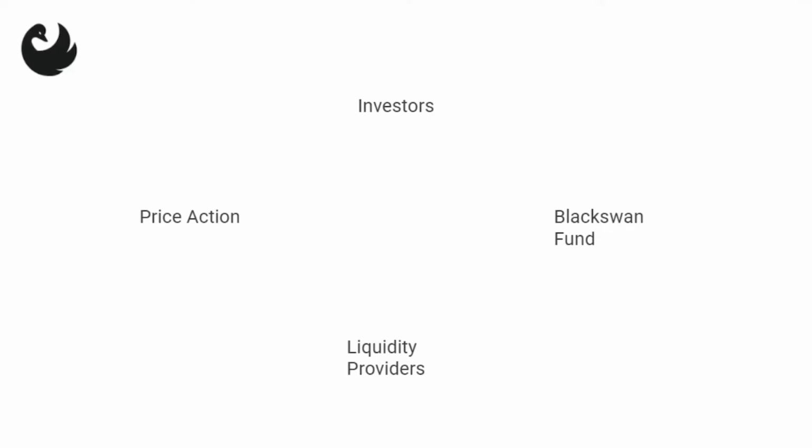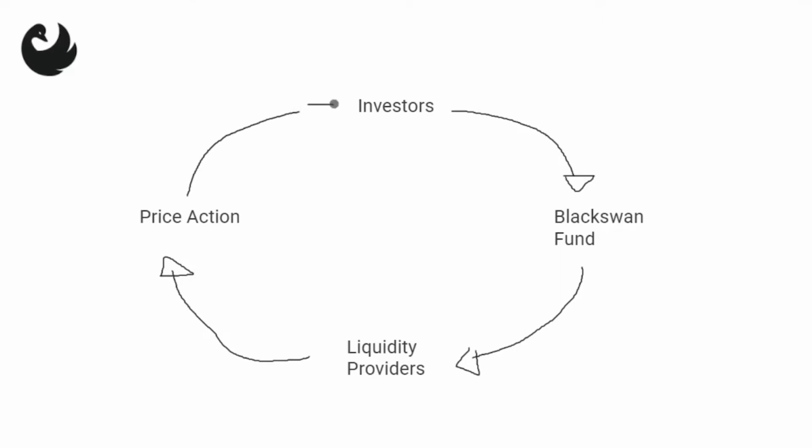And I'll go over in these slides how each of these 4 elements work together to benefit each other. So the investors benefit the Blackswan fund. The Blackswan fund benefits the liquidity providers. The liquidity providers benefit the price action, which of course I'll explain in a bit. And the price action obviously benefits the investors. And the liquidity providers benefit the investors as well, as there's more ample liquidity for the investors to trade or make speculation decisions, whatever they decide over time.